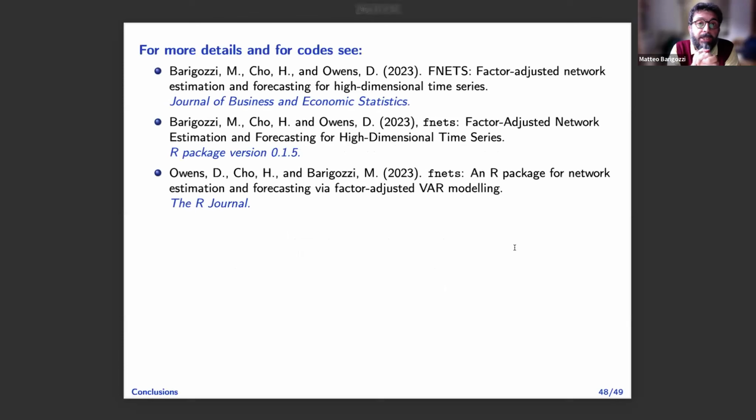So now the paper is just published. Please do not download the JBES version, because I just discovered that in the first version they uploaded, they removed all the hats on the estimated quantities. So you have A minus A, which is 0. But if you're interested in the paper, there is the arXiv version, which is typed in the right way. And then as I said, we have an R package and a paper in the R Journal for technical details.